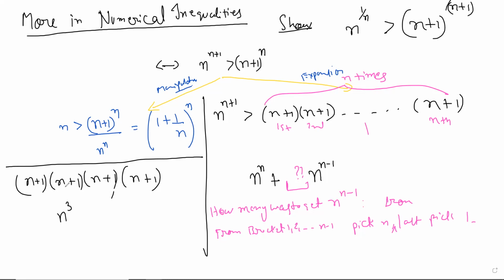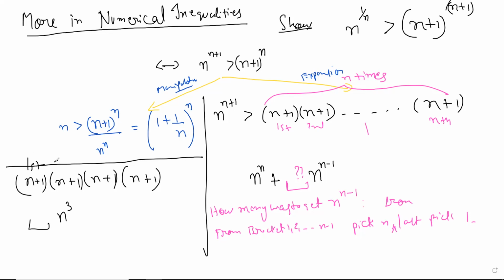So you can try to do it for this (n+1) multiplied 4 times first. And how many ways can you get n cube? No, you have to always pick 3 n's if you want to get n cube. So how many ways can you get n cube? Yeah, you have to pick 3 n's, but how many ways are there to pick it? See, there are 4 brackets and you have to pick 3 n's. So it should be picking 3 things from 4 things, right? Number of ways you can do that.